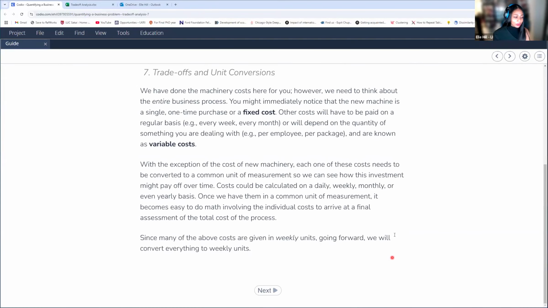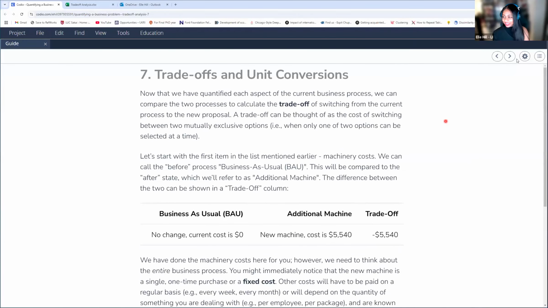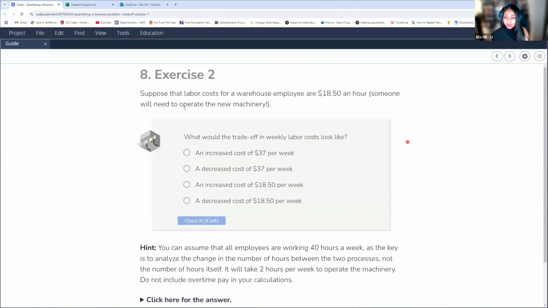Okay, now brace yourself. We're going to do some math. I'm preparing you now, but the math is now incoming. So suppose that labor costs for a warehouse employee are $18.50 an hour. This is the cost that we already knew about because someone needs to operate this new machinery. What would the trade-off in weekly labor costs look like? Would we have an increased cost of $37 per week, a decreased cost of $37 a week, an increase of $18.50, or a decrease of $18.50?